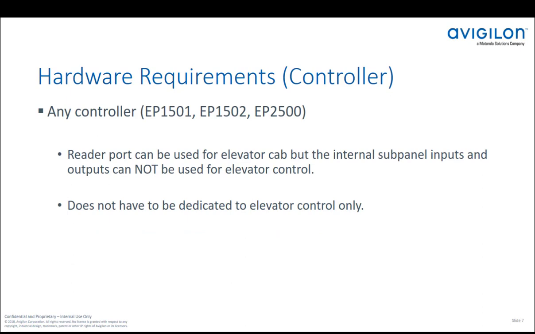As far as hardware requirements, you're going to need at least one controller. This controller does not have to be dedicated to elevator control, so it can have standard doors connected to other subpanels. Keep in mind, you can use the internal card reader port on a 1501 or 1502 for the cab reader. However, the inputs and outputs on the controller cannot be used for elevator control.